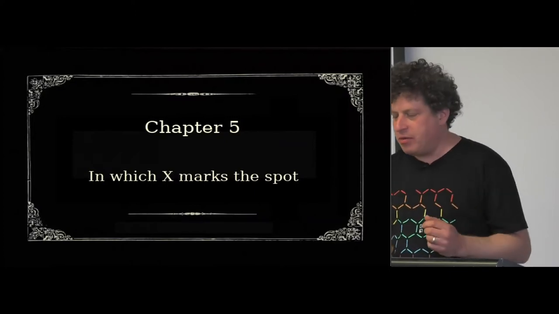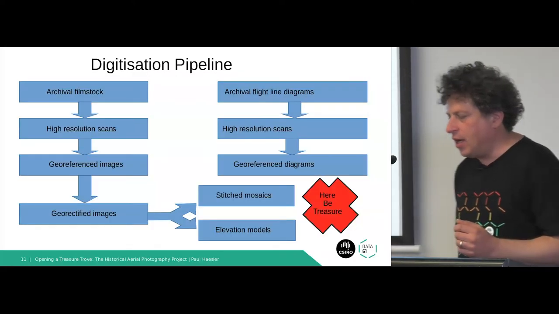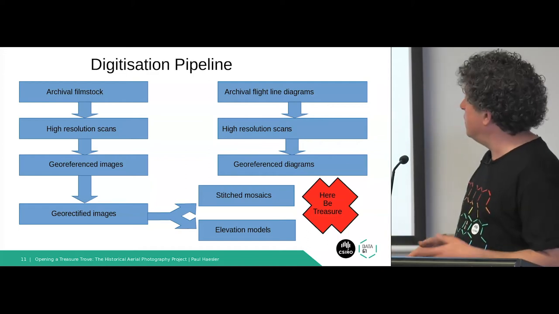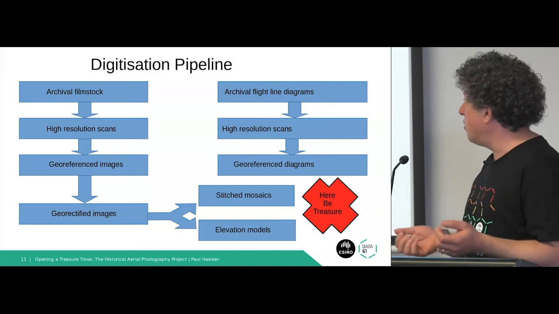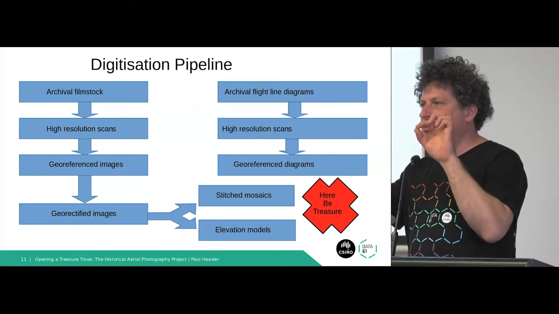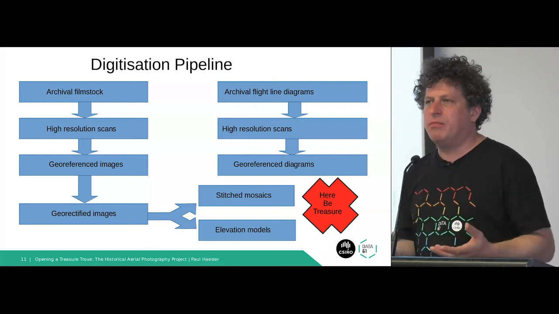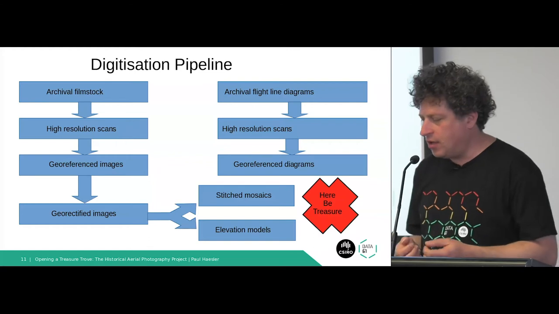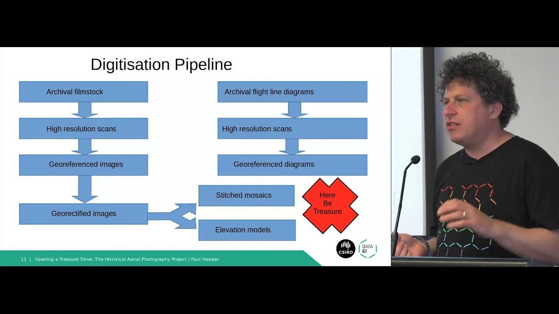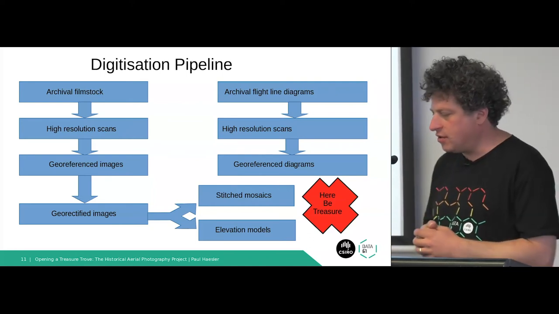But you can't build software with paper and celluloid, so we need to digitise it. The flight line digitalisation on the right here is fairly simple. We take the archival diagrams, we do high resolution scans, and then we georeference them. So we have those flight paths and those little frame numbers as points and lines in a geodatabase. That's fairly advanced. I think we're about 80-90% complete. It's really just those last few that need a bit of hand tweaking.